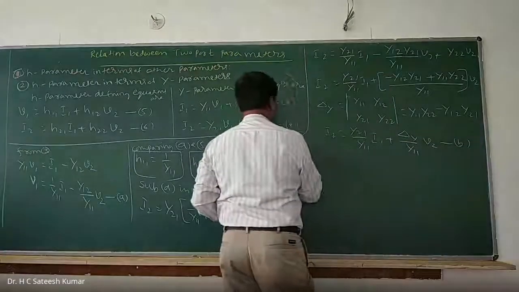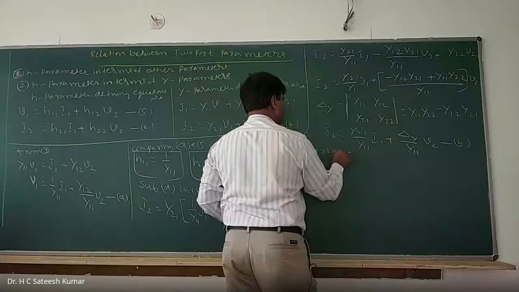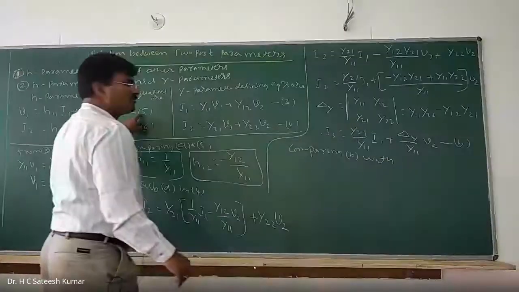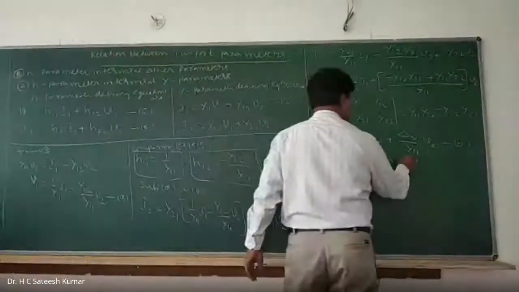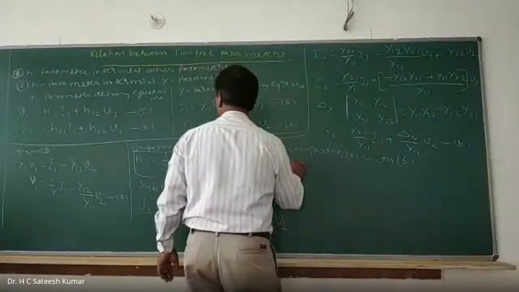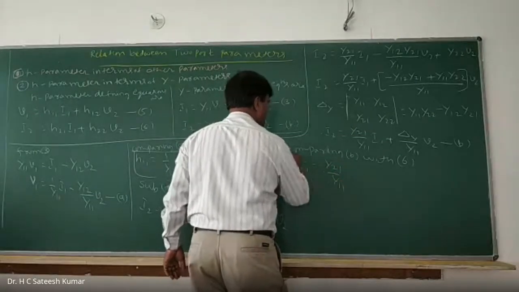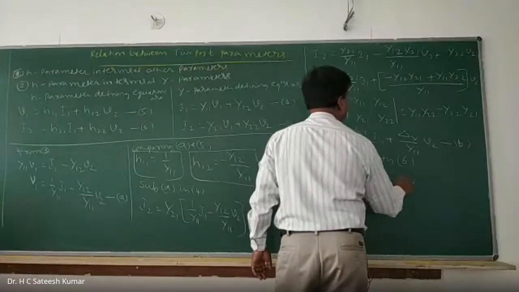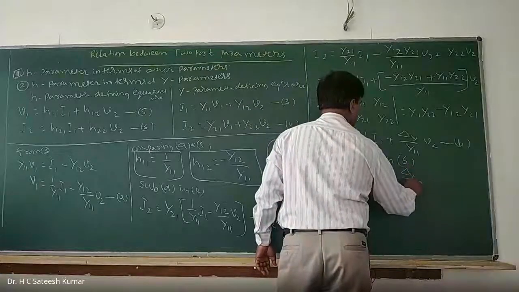Compare B with the I2 equation. We have already used 5, so the I2 equation has to be 6. Comparing B with 6, we get H21 is equal to y21 divided by y11, and H22 is equal to delta y divided by y11.